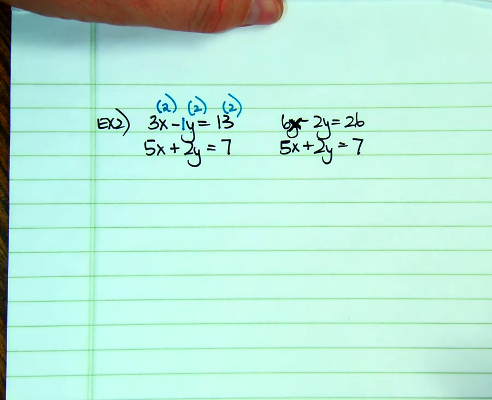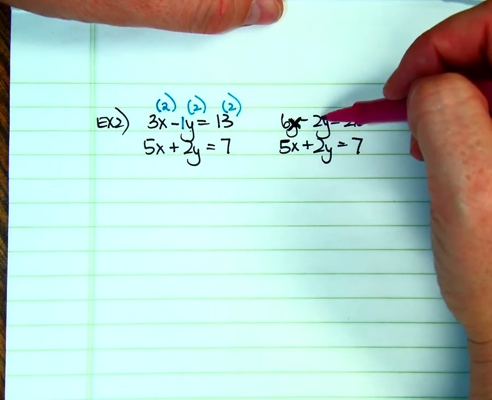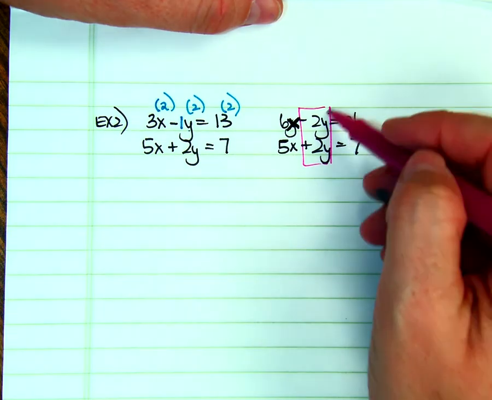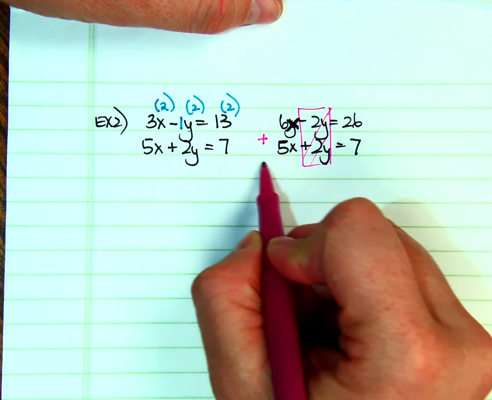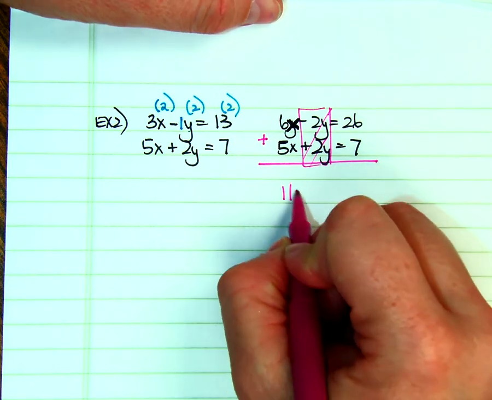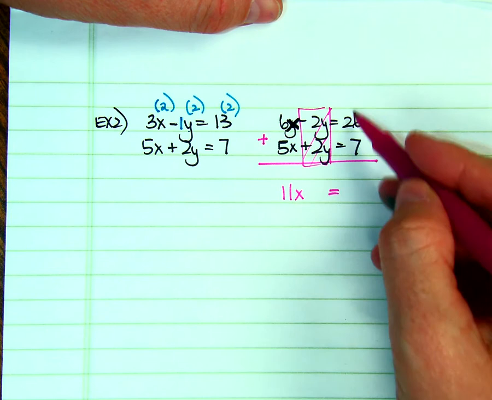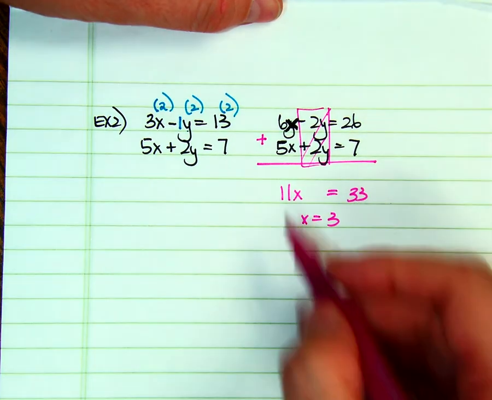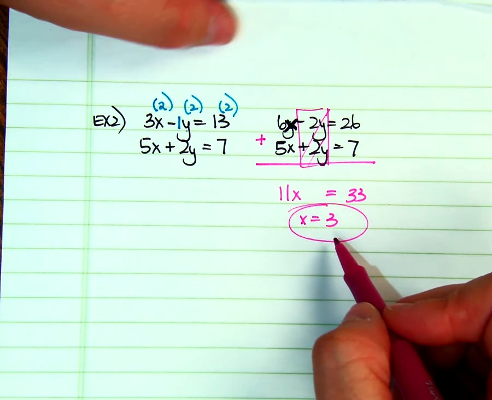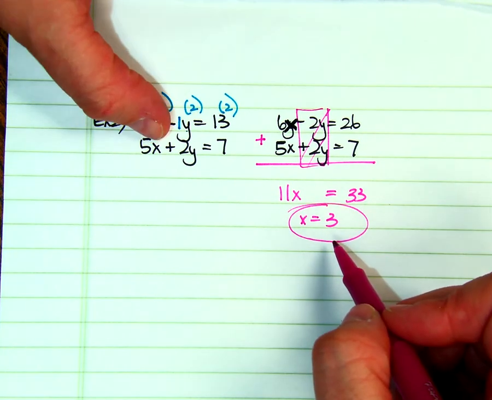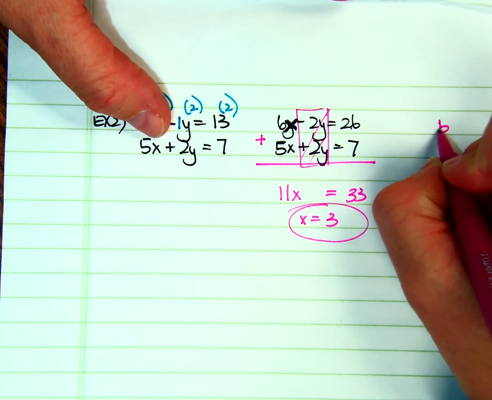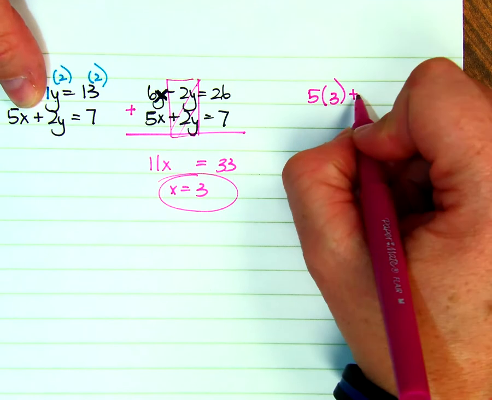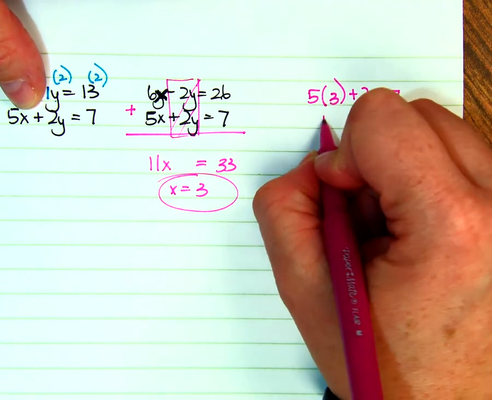Now we're right back to where we were. We have a negative 2 and a positive 2. So that's going to be the variable I'm going to eliminate. Turn it to a big addition problem. 11x equals 33. So x equals 3. I'm going to put it into the bottom one just because there's no negatives there. So 5 times my x of 3 plus my 2y equals 7.